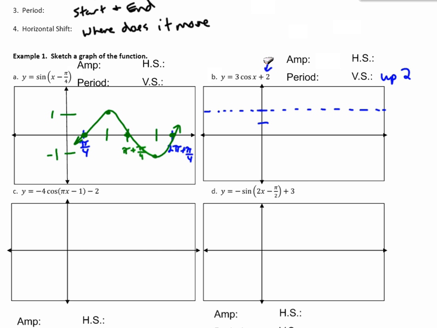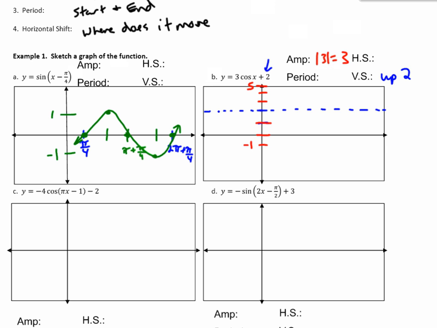Then let's continue in the order we want to graph these in. So let's do the amplitude next. Well, the amplitude is absolute value of 3, which is 3. So from that midline, I'm going to go 3. So I'm going to go 1, 2, 3, which means I'm actually up here at 5. And I'm going to go down 3, 1, 2, 3, which gets me down here at -1. Okay, and so my whole graph has shifted up.